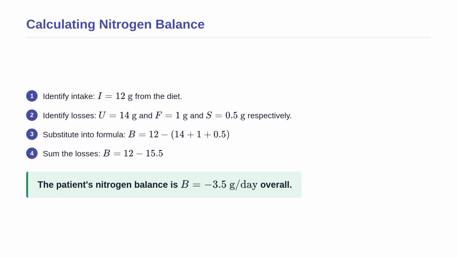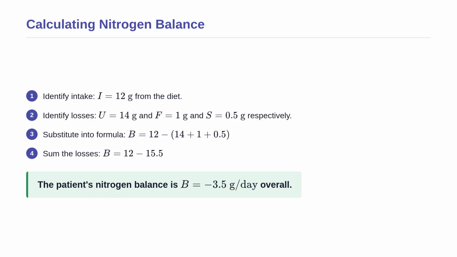Let us see how this formula is used to save lives in a hospital setting. Suppose a patient recovering from surgery consumes 12 grams of nitrogen through a liquid diet. Over that same day, they excrete 14 grams in urine, 1 gram in feces, and 0.5 grams through skin. We need to calculate their nitrogen balance.